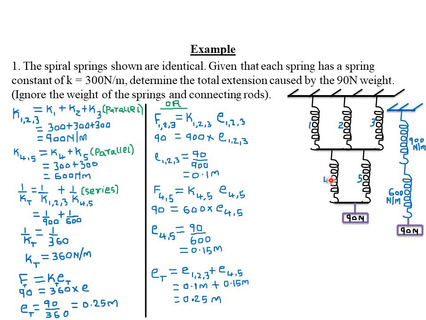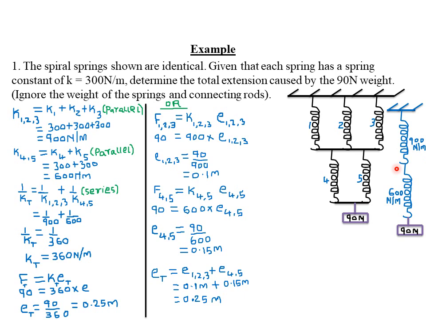But K4 and 5 gave us 600 Newton per meter. So that means that if I take these 1 and 2, then I arrange them in that manner, they will actually be in series with each other.